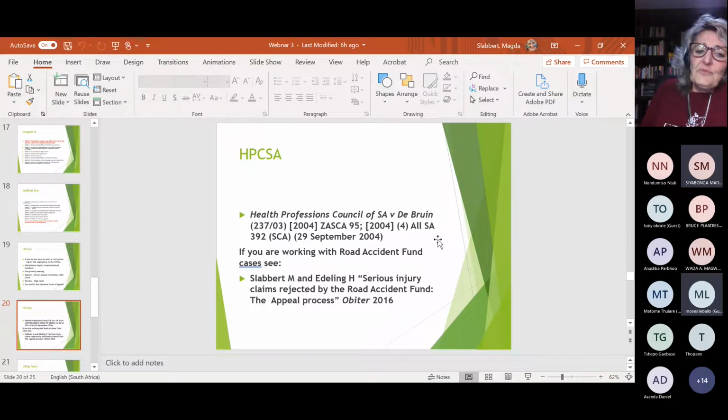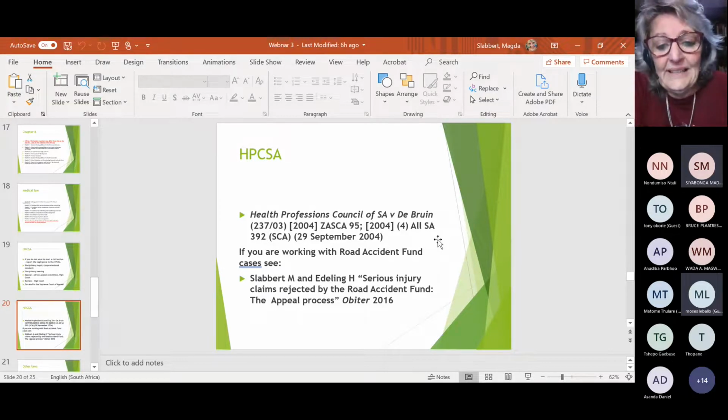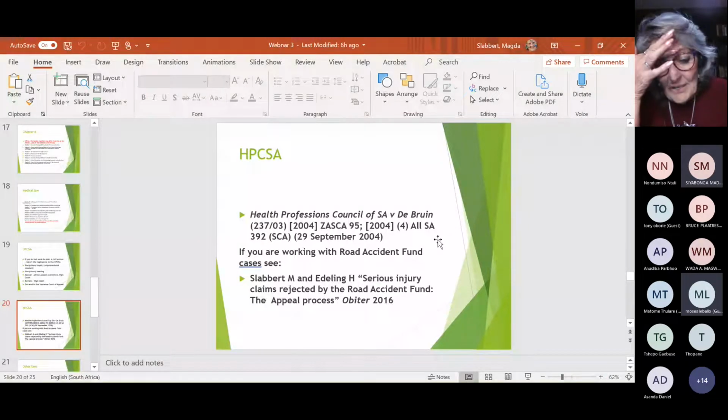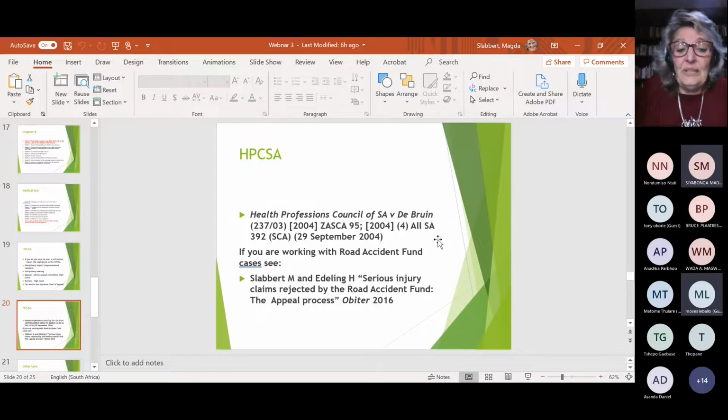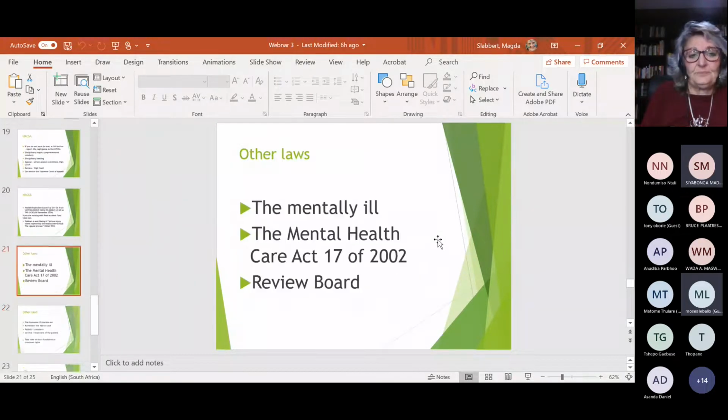Then I'm just making a comment. If you are working with the Road Accident Fund and you want to see what happens if the serious injury claims are rejected, myself and the neurosurgeon wrote an article in 2016. And if you want the article, just send me an email and I can send you a copy. Also, just take note and ask yourself whether things haven't changed, because I'm not an absolute specialist in practice on the Road Accident Fund. I might have missed something, but we discussed the appeal process in that article.